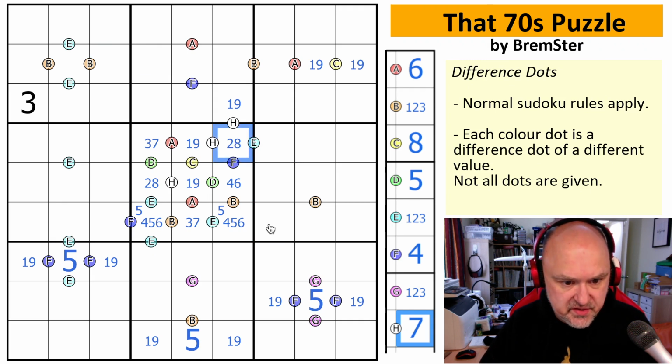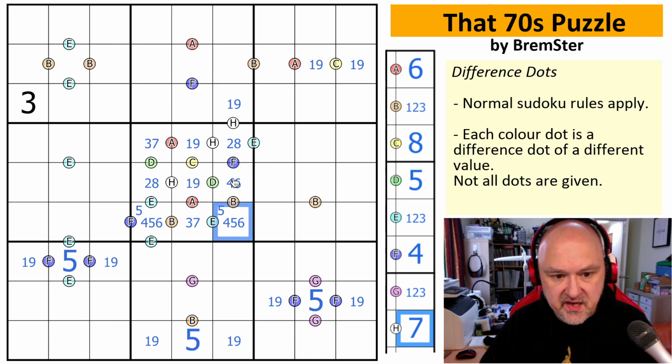Okay, so what can we now do in here? We can look at orange and we can see that there is nothing in here that can be 3 away from 4 or 3 away from 6. 3 away from 4 is 1 or 7. 3 away from 6 is 3 or 9. None of those are a 3 difference. I can take 3 out of orange.